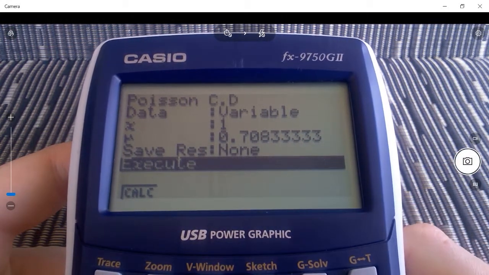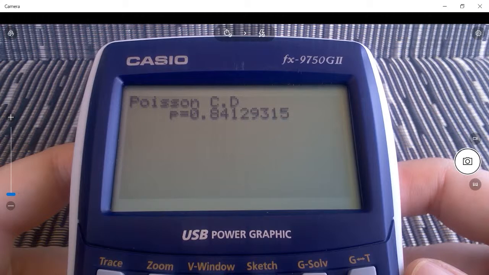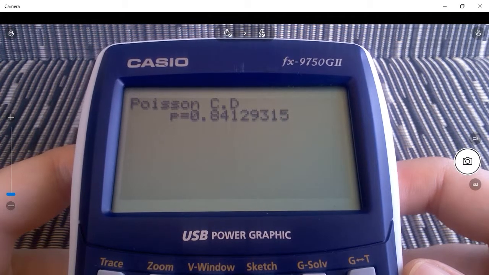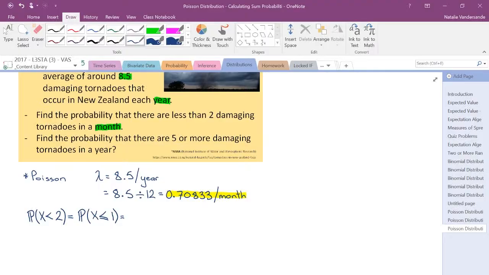Executing. And there we have our answer that we're going to write down. Writing down our answer, we have 0.8413 to 4 decimal places.